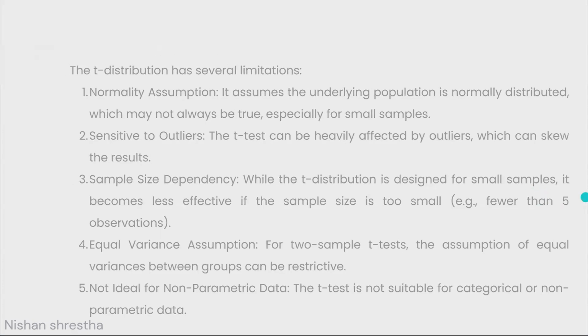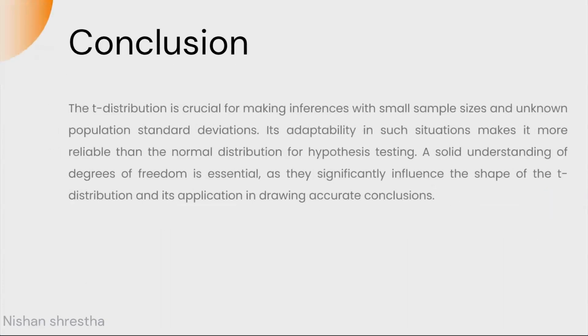So now let's come to the conclusion of this presentation. The t-distribution plays a critical role in small sample statistics, especially when the population standard deviation is unknown. Its ability to handle increased variability makes it more reliable than the normal distribution. For constructing confidence intervals and conducting hypothesis testing, understanding the concept of degrees of freedom is also key, as it affects the shape of the t-distribution and the accuracy of the result.